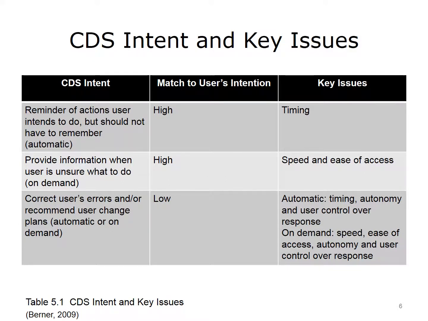The third row lists the CDS intent as correct users' errors and/or recommend a user change plans, and could be either an automatic or on-demand intervention. For an automatic intervention, the key issues are timing, autonomy, and user control over the response. For an on-demand intervention, they are speed, ease of access, autonomy, and user control over the response. For this CDS intent, users balance the change planned and the desire for autonomy with other demands, such as improving patient safety or decreasing practice costs.